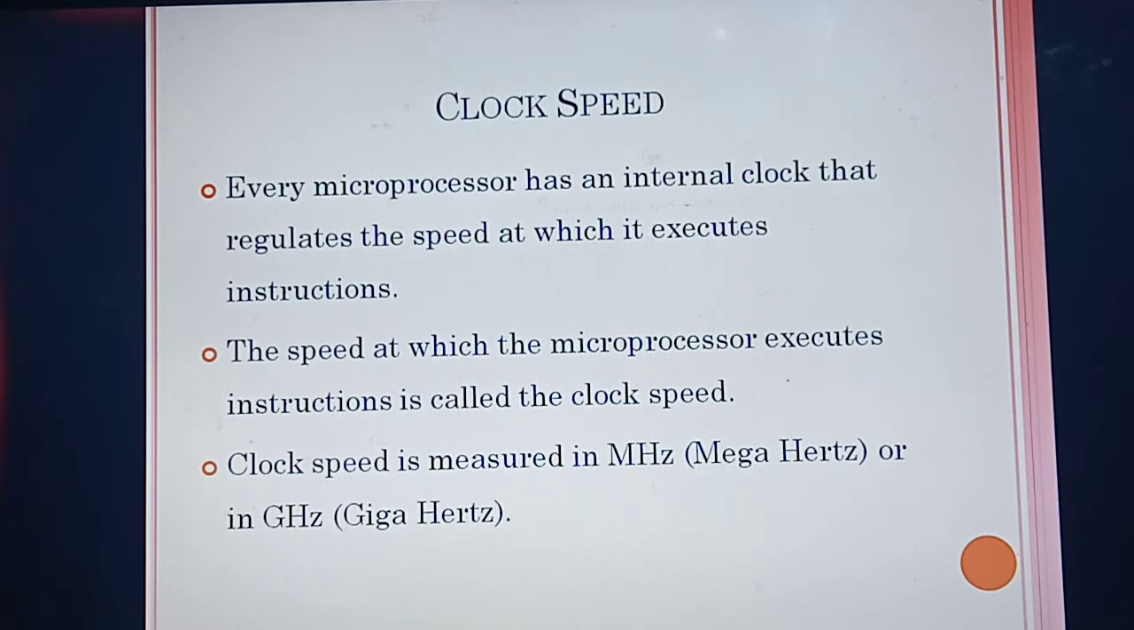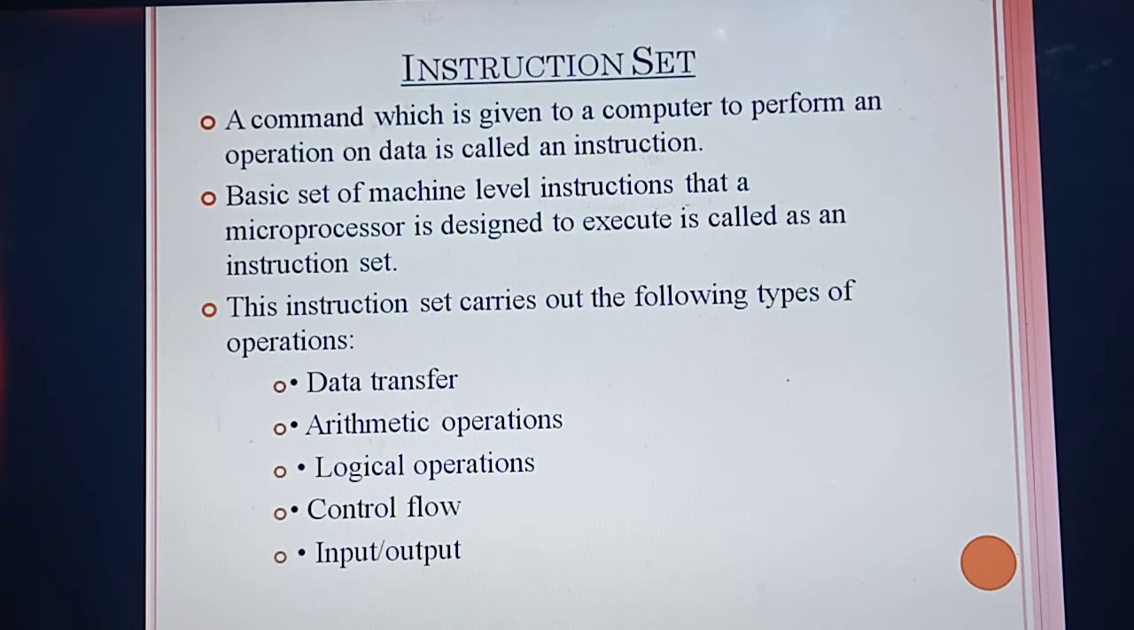Please study it now itself. Each and every microprocessor will have one internal clock. So what's the use of that? It will regulate the speed of the instructions you are executing. So it will calculate the speed of the instruction, at what speed a particular instruction is executed by the microprocessor. That speed we can call which speed? Clock speed. So that clock speed is measured in which unit? Megahertz or gigahertz. Understood? Okay, first topic over.